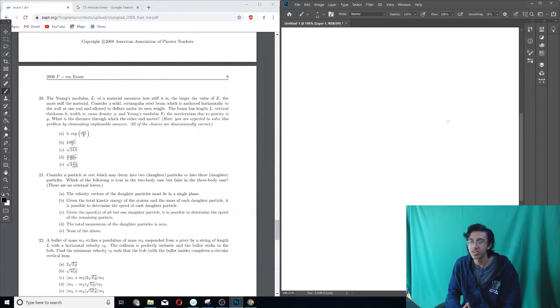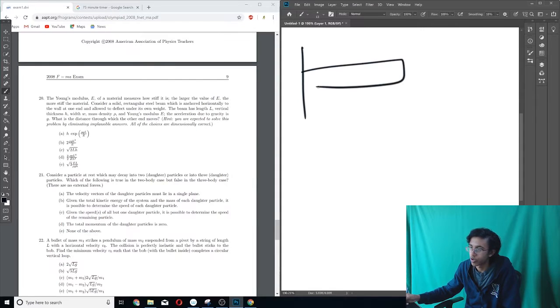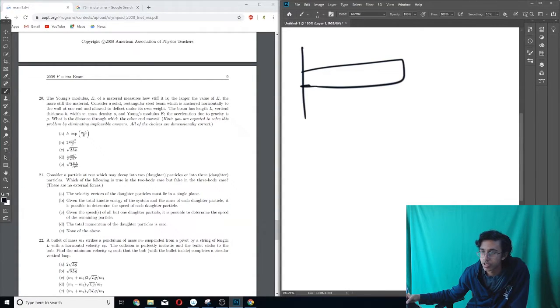Alright, the Young's modulus E of a material measures how stiff it is. Okay, so it tells us what it is. The larger the value of E, the more stiff the material. Consider a solid rectangular steel beam which is anchored horizontally to a wall at one end. Okay, let's draw this. So it's anchored to a wall at one end and is allowed to deflect under its own weight, so it's like curving down, I guess. The beam has length L, vertical thickness H, width W, mass density rho, and Young's modulus E. The acceleration due to gravity is g. What is the distance through which the other end moves?